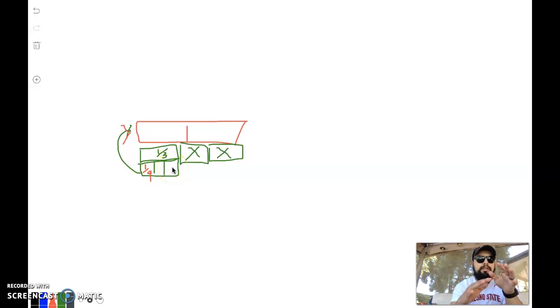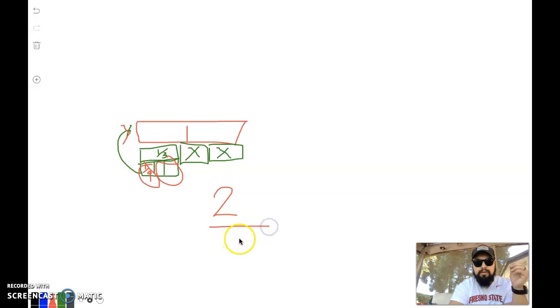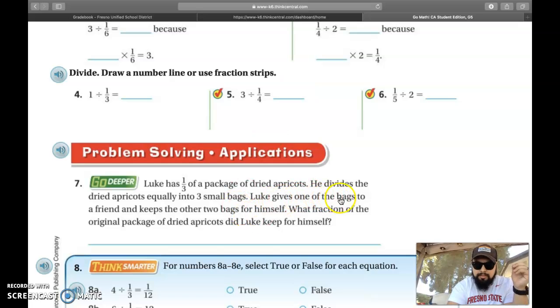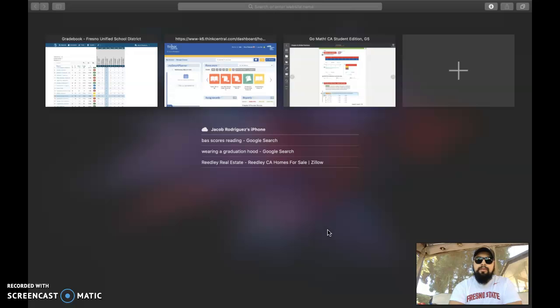And if we think back to the problem, he gave 1 to his friend and he kept 2 for himself. So how much did he give to his friend? Well, he gave 1/9 to his friend. How much did he keep for himself? 2/9. So the answer would be 2/9. Okay. Let me double check, make sure that was right. Luke gives one of the bags to a friend, keeps the other 2 for himself. What fraction did he keep for himself? 2/9. All right. So that's going to be it for today.